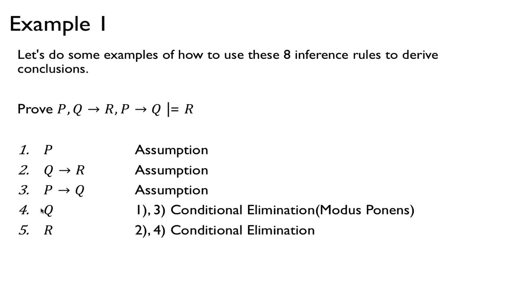Okay, so now we're going to do this again because I know Q, which is 4, and I also know Q implies R. Together, conditional elimination again, I get R. And that's it. That's what we're trying to prove. We're trying to prove R. So notice every step is just a conclusion that can be derived by using one of the 8 rules. In this case, we used the same rule twice.